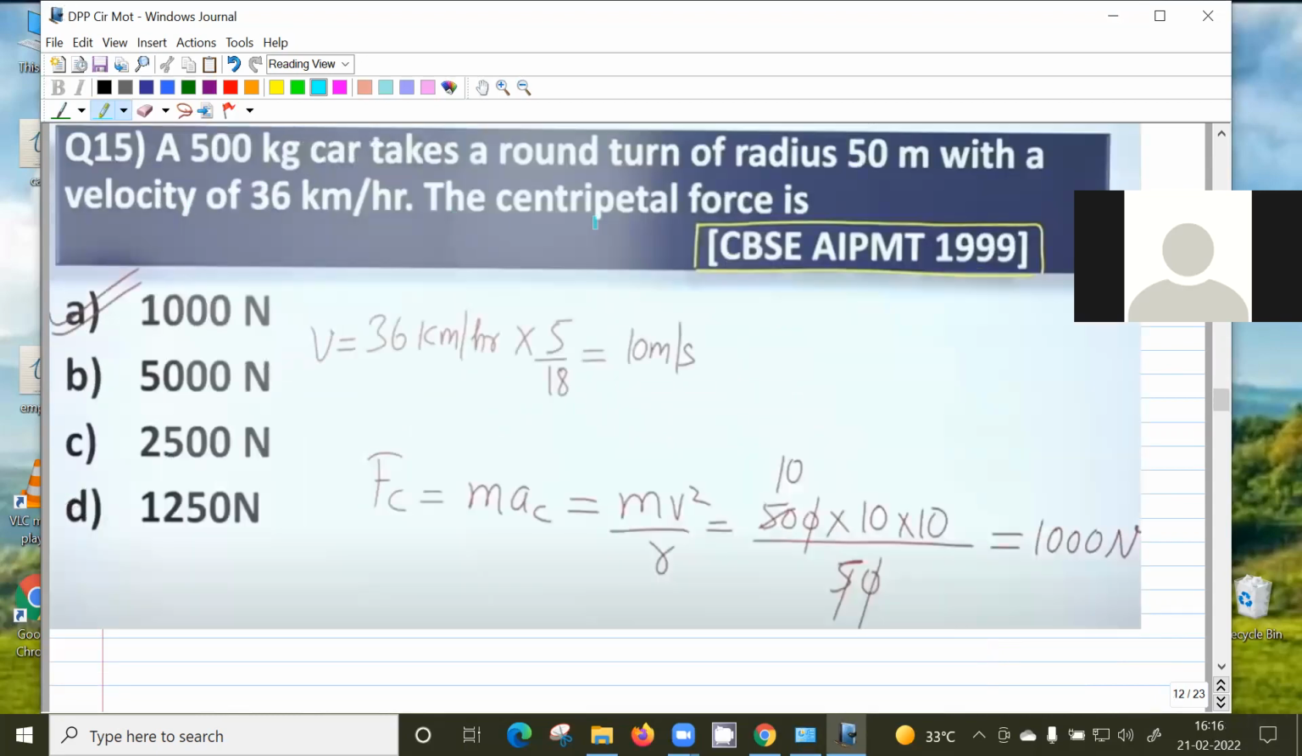This one is also very simple. v squared by r. He's asking for force, so you have to put mass into this: m v squared by r.